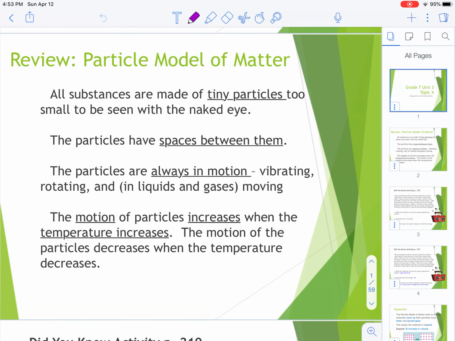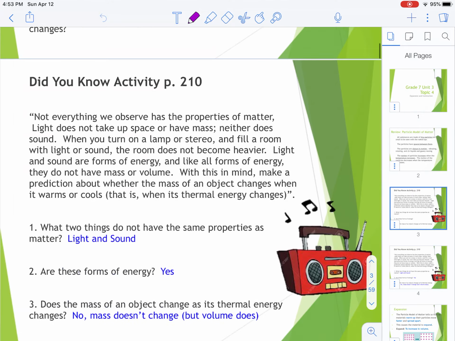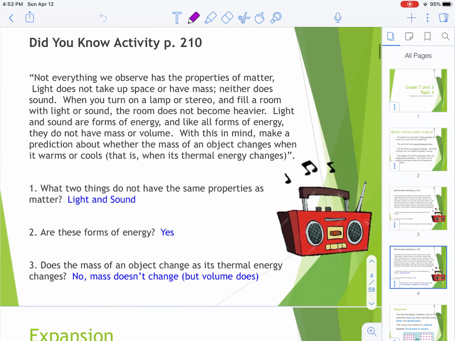As you recall, we've heard of the particle model that says all things are made of tiny particles that have spaces between them, and these little particles are always moving a little bit differently in solids, liquids, and gases. And so that's what we're talking about today. As you recall, if the temperature goes up, the motion of those particles increases.